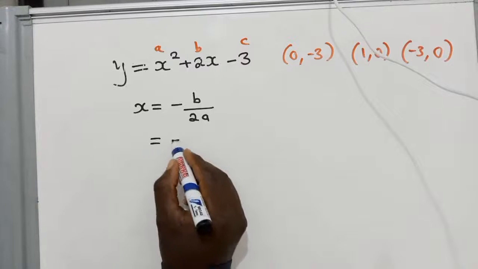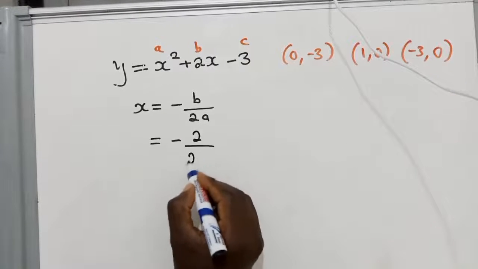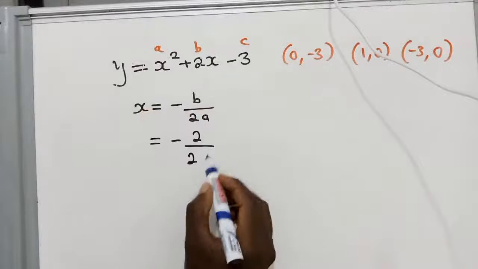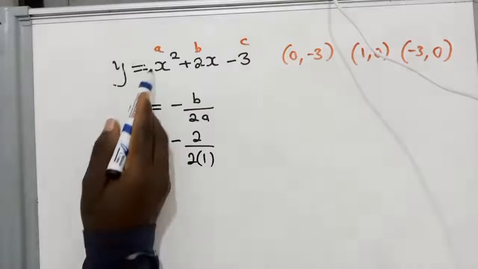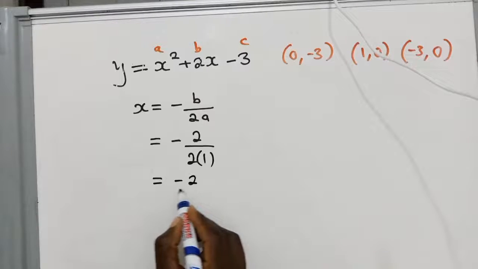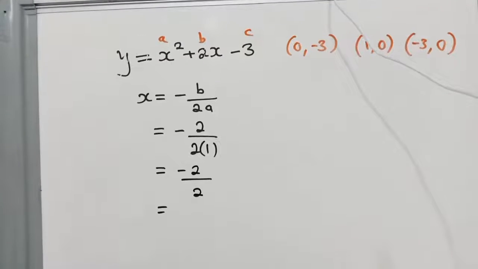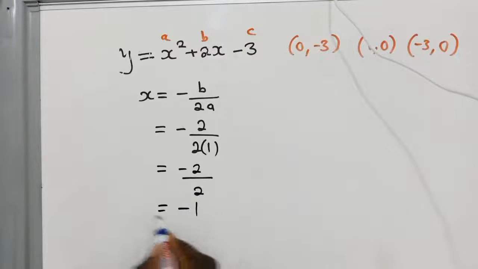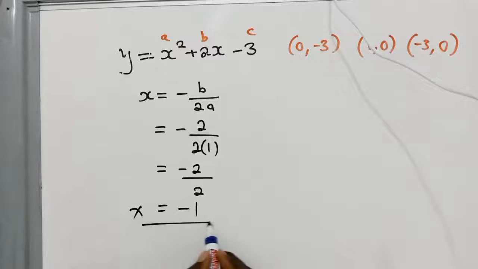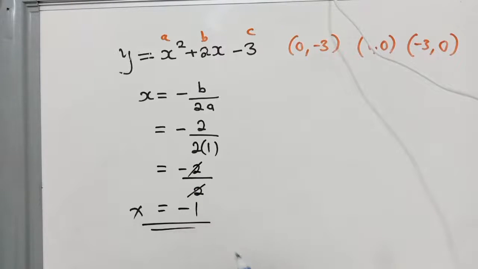So what is our a? What is our b? Our b is 2 over these 2. What is our a? Our a is 1. There is a 1 here, the coefficient. So you solve. When you solve nicely, you find that the x value is -1. This x value is -1, okay? Because 2 into -2 is just -1.